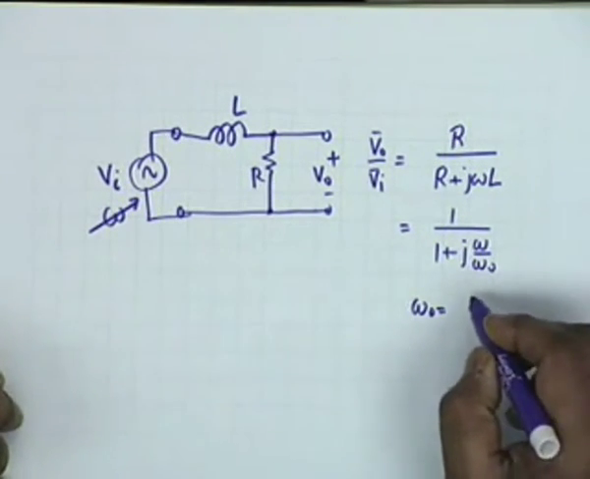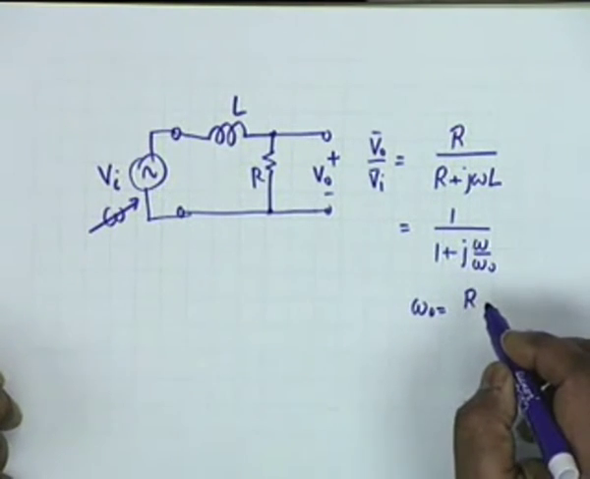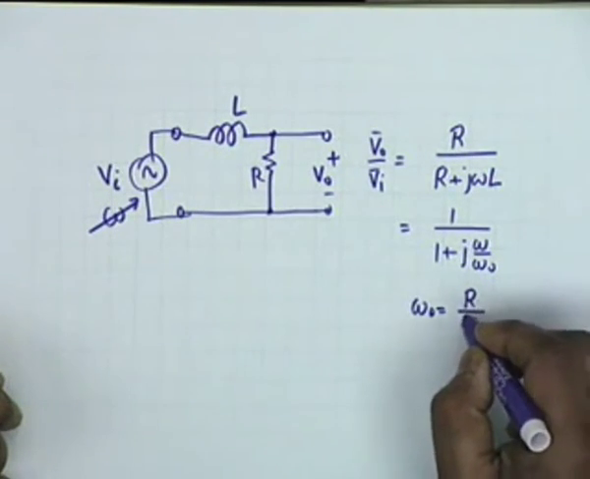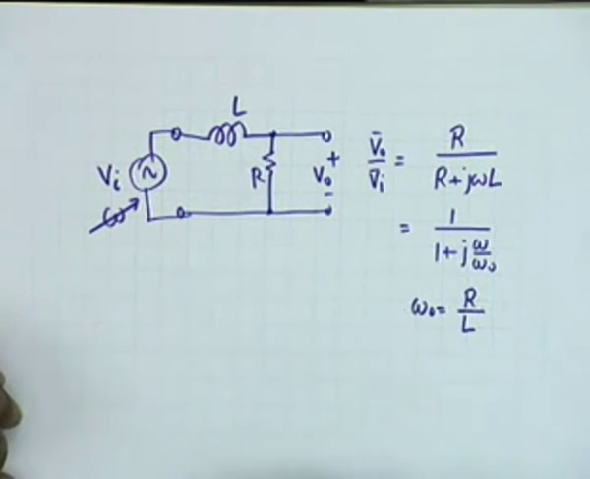what is the value of omega 0? R by L or L by R? It is R by L, right?